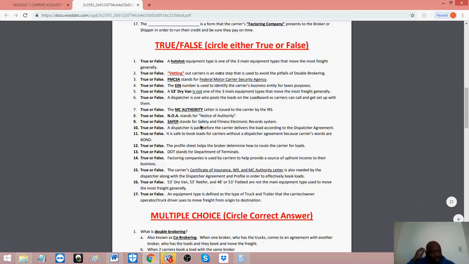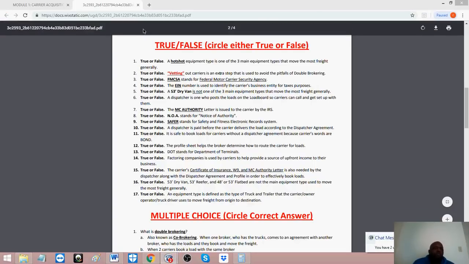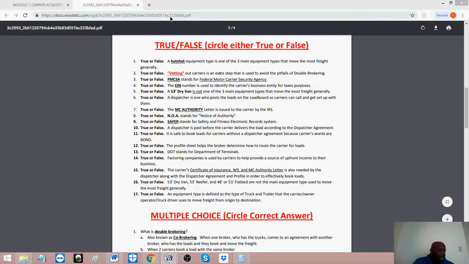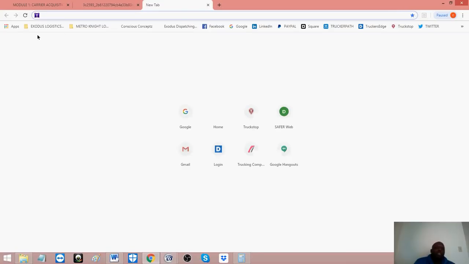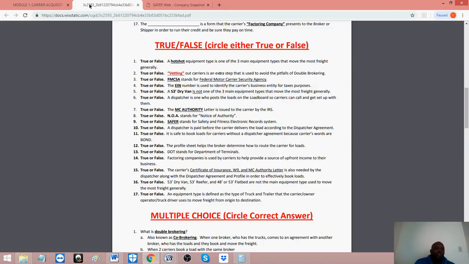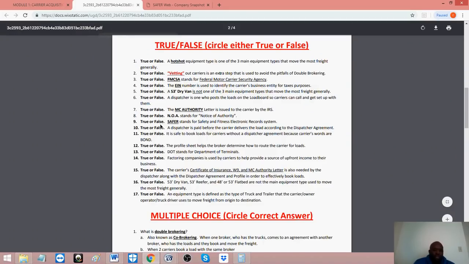SAFER stands for Safety and Fitness Electronic Record System. Uh-oh. Everybody's saying false. Charles says true. Sergio says true. The answer is true. If you go to the SAFER website, this is number 9, what do you see right here? Safety and Fitness Electronic Records, a SAFER system. So there's your answer right there.